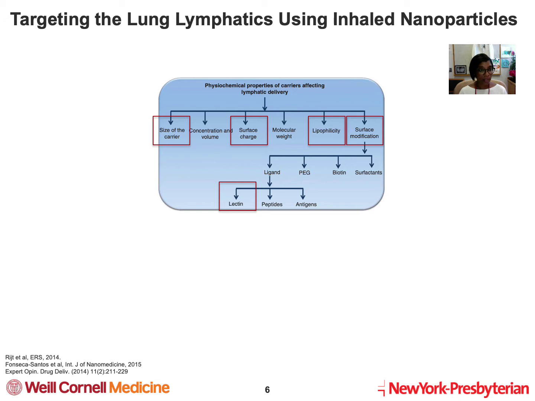So we know that size, the surface charge, and the lipid content very much determine the ability of various nanoparticles to localize specifically to the lymphatics. And in addition, you can make modifications to their surfaces to target these particles to various areas. So using many different modifications, you can do this. In particular, lectins are ones that I want to draw your attention to.